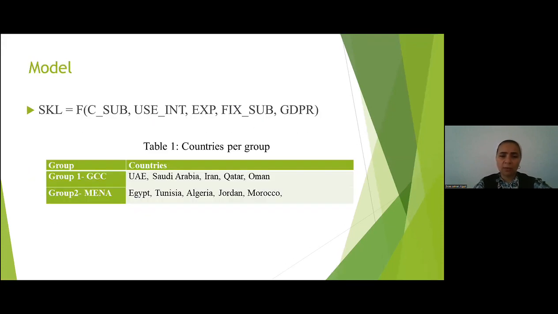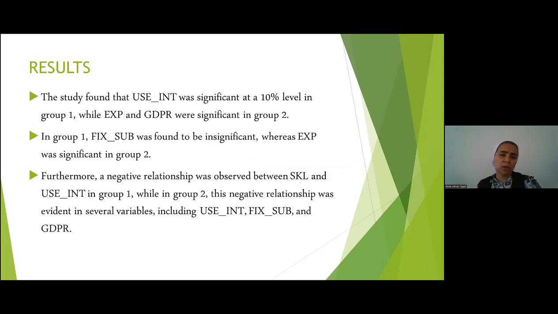The first group, as we have seen before, represents the GCC group, composed of the UAE, Saudi Arabia, Iran, Qatar, and Oman. And the second group represents Egypt, Tunisia, Algeria, Jordan, and Morocco only, for our study. The results show that for the first group of the GCC countries, the internet was significant and had a positive effect, while on the other side, life expectancy and the growth rate were significant only in the second group. So this means that the internet was not very efficient that much.